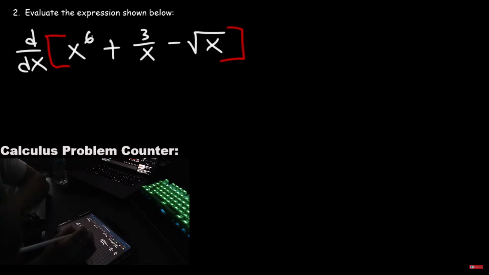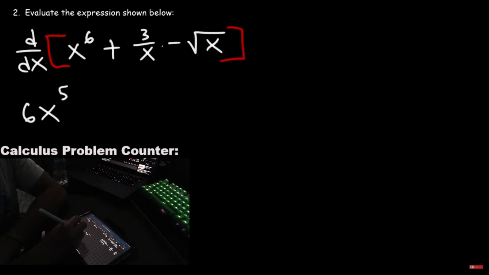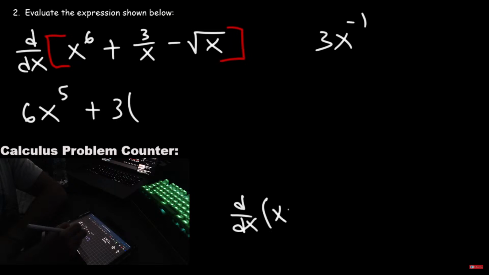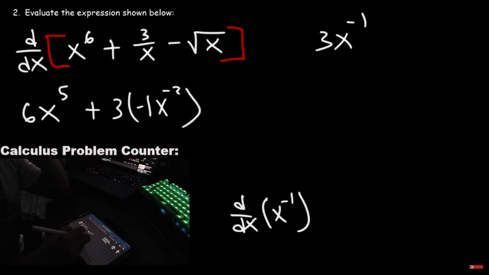So what we're going to do is differentiate each one individually. The derivative of x to the 6th power is going to be 6x to the 6 minus 1, which is 5. Now, for 3 over x, we need to rewrite it. If we move the variable to the top, it becomes 3x to the minus 1. And so now we can use the power rule. So the derivative of x to the minus 1 is going to be negative 1 x to the negative 1 minus 1, which is negative 2.